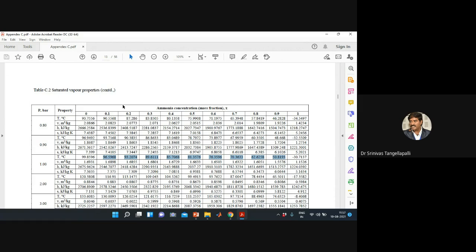What is the name of this temperature? Exclude the pure substances, like x is equal to 0 and x is equal to 1, which are pure substances. That means a single fluid. Leave it. For the mixture, this is the dew point temperature.